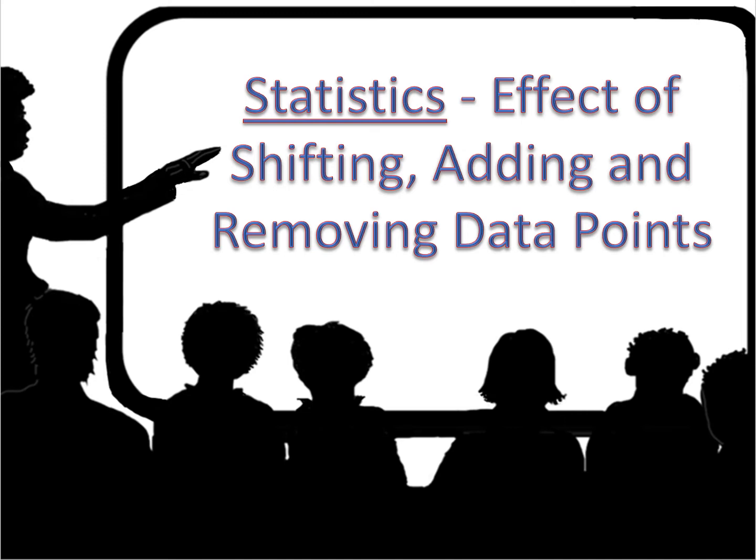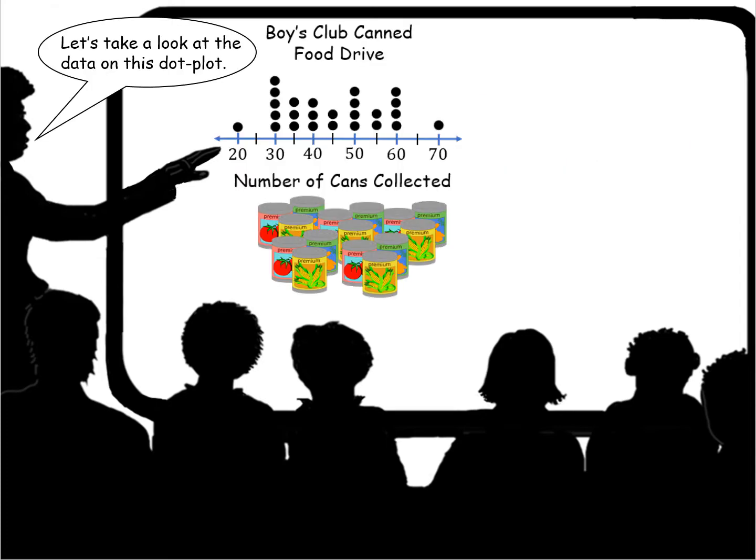This lesson is a statistics lesson and is on the effect of shifting, adding, and removing data points from a data set. Let's take a look at the data on this dot plot. We have the Boys Club canned food drive. We have a dot plot of all the number of cans collected.